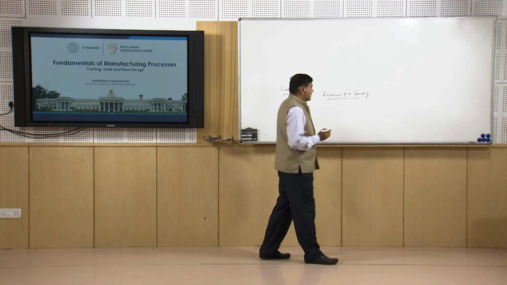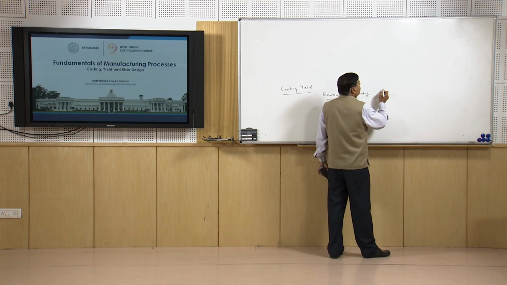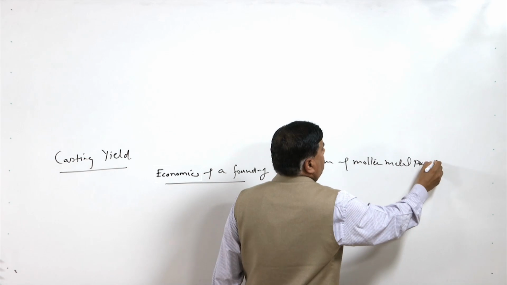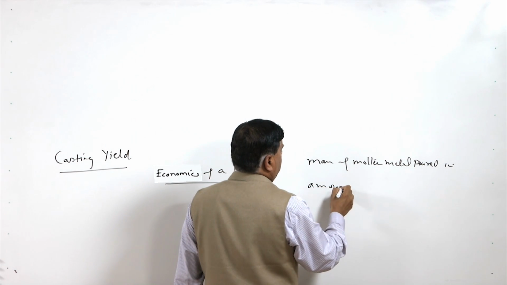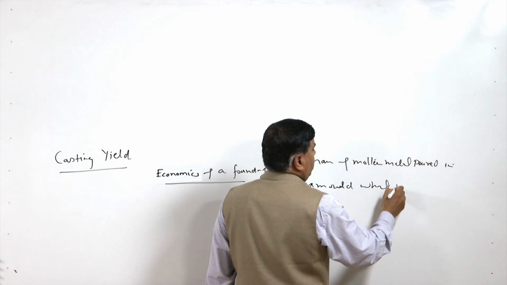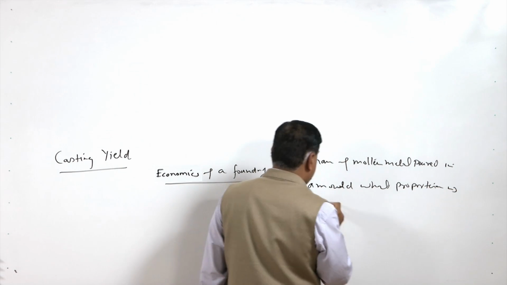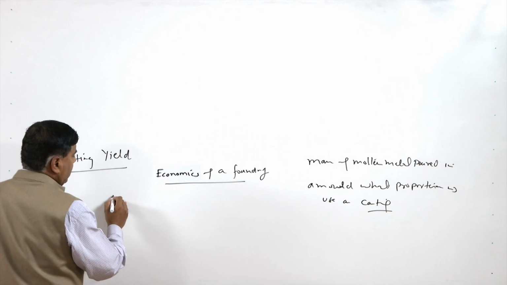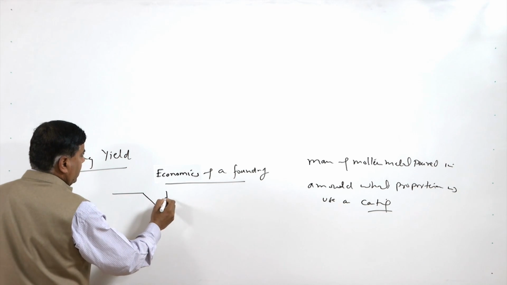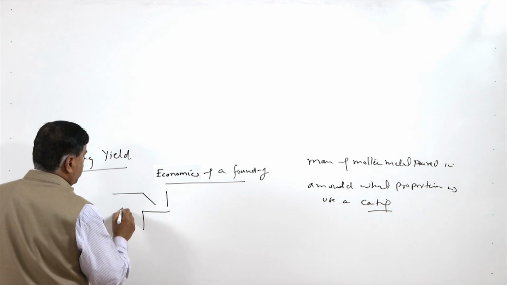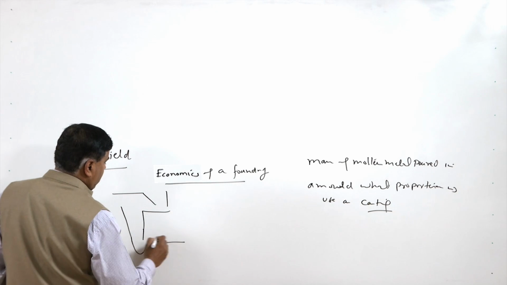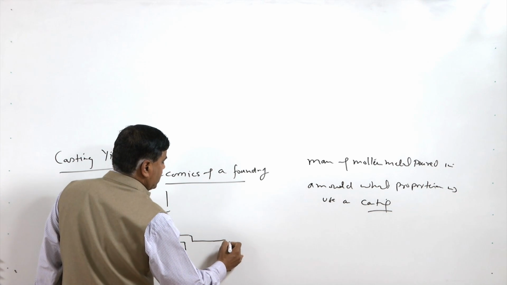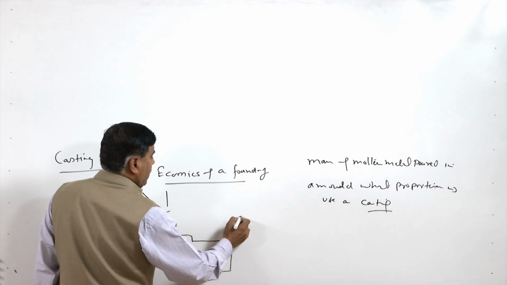So, casting yield means, for a given mass of molten metal poured in a mold, what proportion is used as casting. Because we know that in a mold like this, there is a pouring basin, and from the pouring basin the metal goes into the sprue base, runner, then ingate, and then the mold cavity, and then you can say the riser. So, this is the riser.